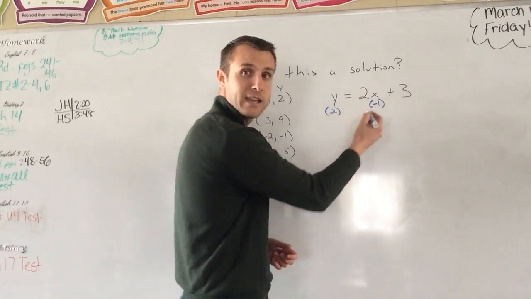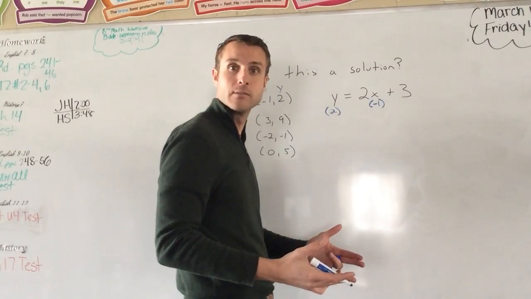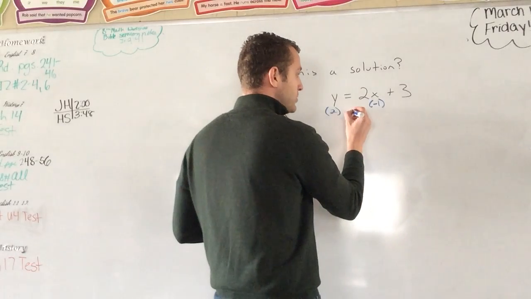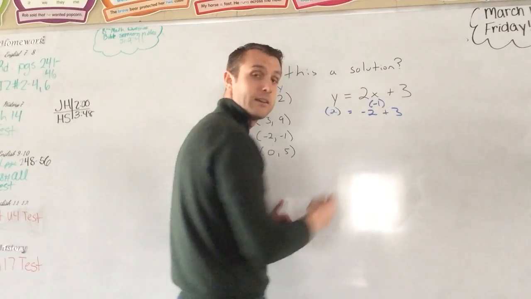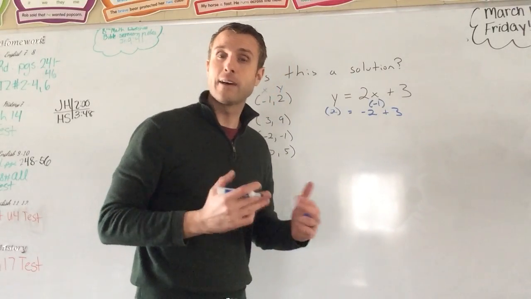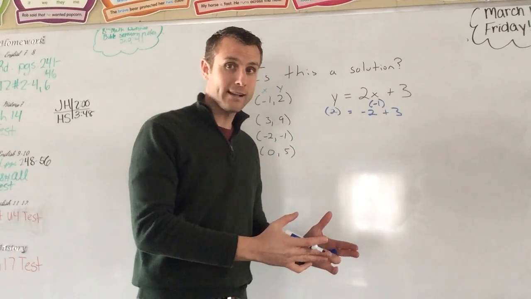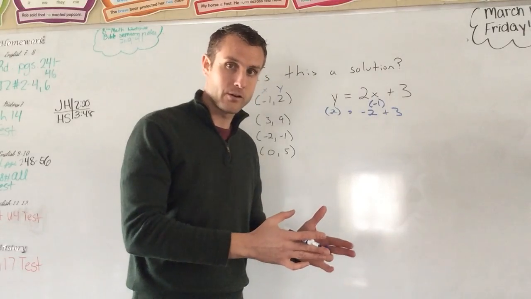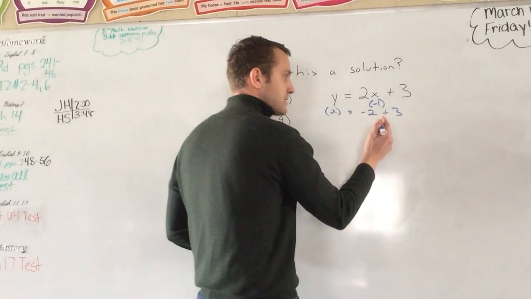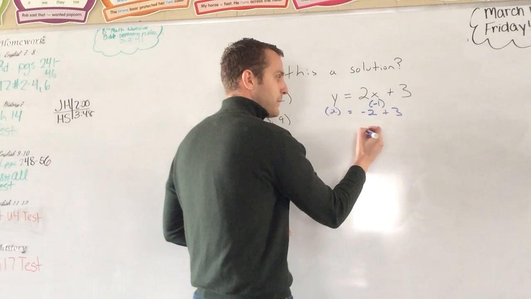I do 2 times -1. Remember, a positive times a negative always equals a negative. So that's going to be -2 plus 3. I have different signs adding. If I add different signs, I subtract and take the sign from the bigger number. 3 minus 2 is 1. The bigger absolute value is 3, so it's going to be +1.